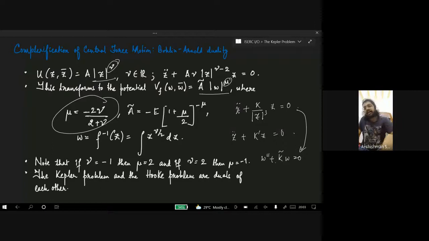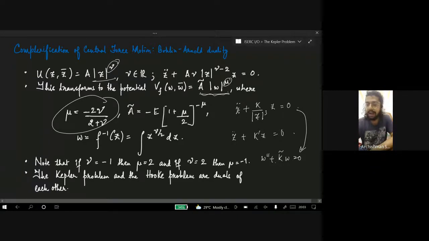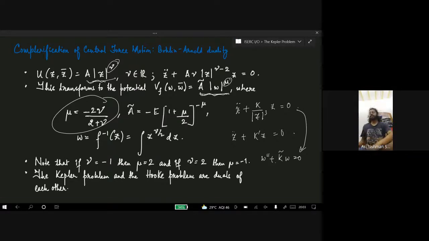So what I'm saying is, if you start with any power law potential, a mod z to the power nu, you get a power law potential of a tilde mod w to the power mu, such that if you start with this potential and you repeat the same procedure, you get a mod z to the power nu. And the mapping of conserved quantities is specific to the harmonic oscillator and the Kepler problem.